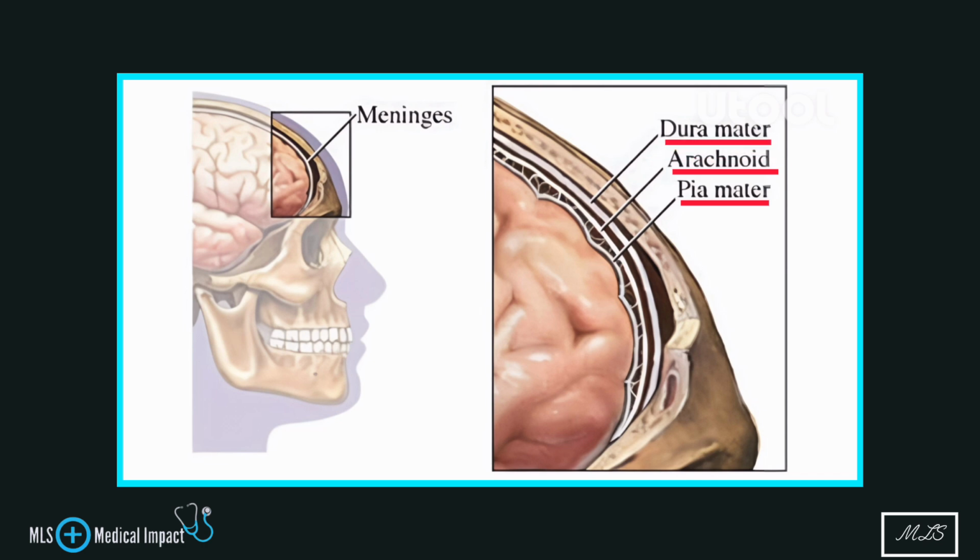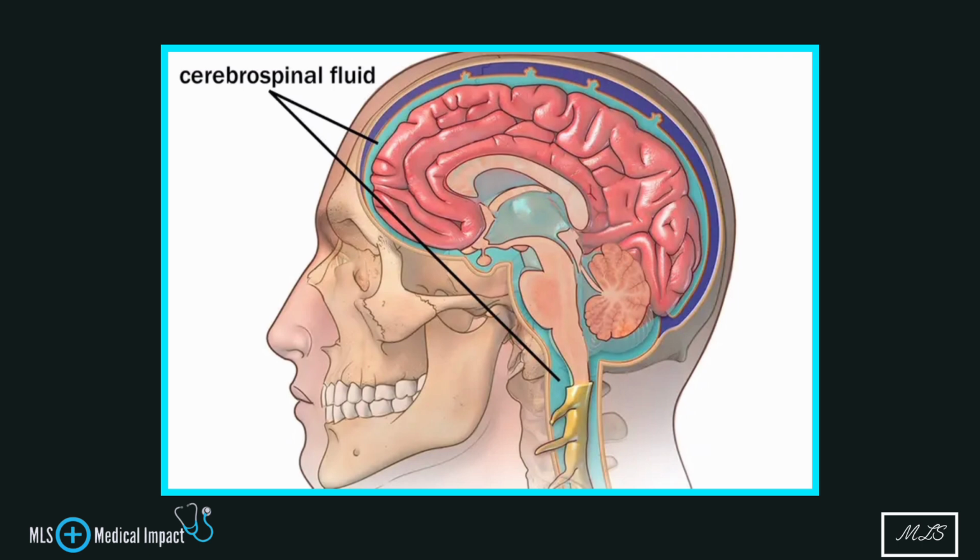So between the arachnoid mater and pia mater, there is what is called the subarachnoid space. So that's where the cerebrospinal fluid is found. But we'll talk about the cerebrospinal fluid in a moment.